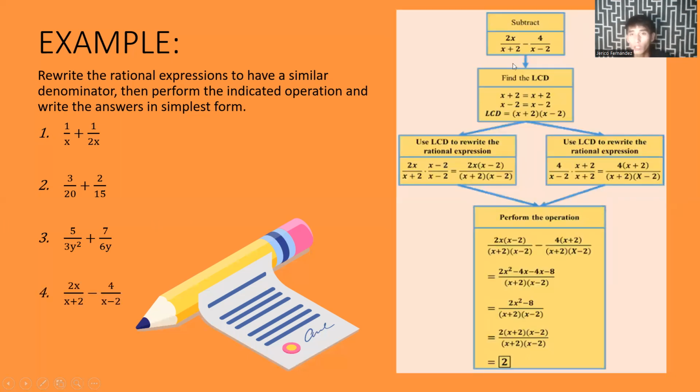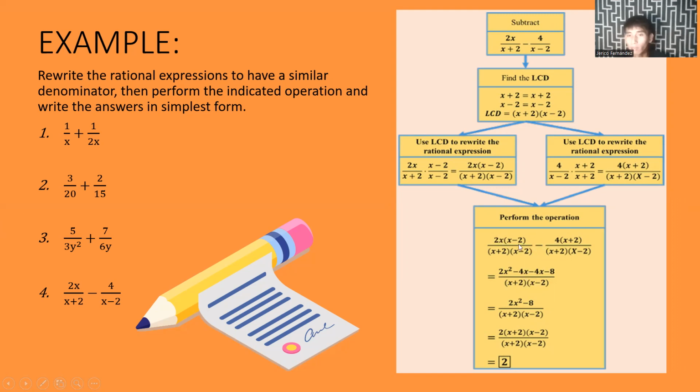Same goes with subtraction. Get the LCD. So we multiply the factors. Okay, the LCD is x plus 2 times x minus 2. So divide the LCD by the denominator and multiply by the numerator. Divide the LCD by the denominator, multiply by the numerator. So we have the new expressions, x plus 2 over x minus 2 as our denominator. And then copy the denominator, then just do the process on the numerator.